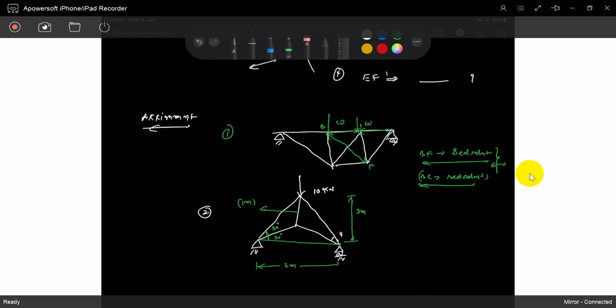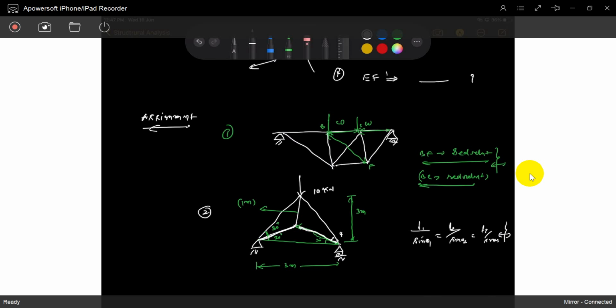If you want to find the length of this member, how can you calculate? This is also 30, this is 3 meters. So you can calculate this length now, by our survey: L1 by sin theta 1, L2 by sin theta 2, L3 by sin theta 3. Are you interested to do it? Once you find the lengths, you can calculate redundant forces.